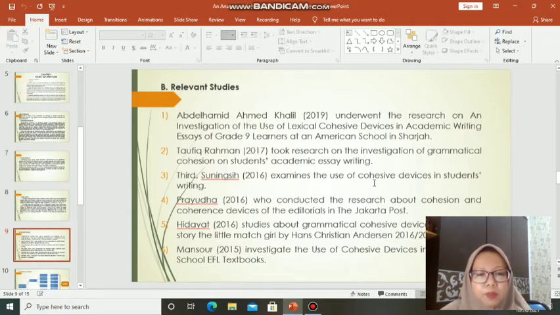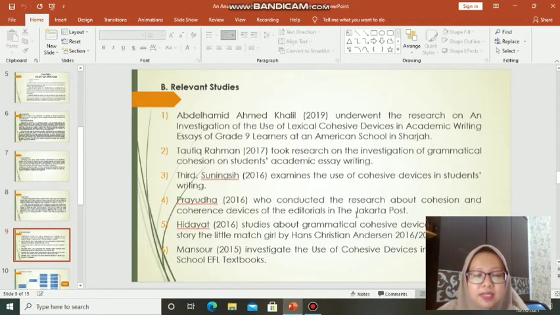And then the fourth is Prayuda 2016, who conducted the research about cohesion and coherence devices of the editorials in the Jakarta Post. Prayuda analyzed the text of a newspaper, which is the Jakarta Post. And then the fifth is Hidayat 2016, who studies the grammatical cohesive devices of the short story The Little Match Girl by Hans Christian Andersen, 2016 to 2017. Hidayat only used grammatical cohesive devices to analyze the short story.